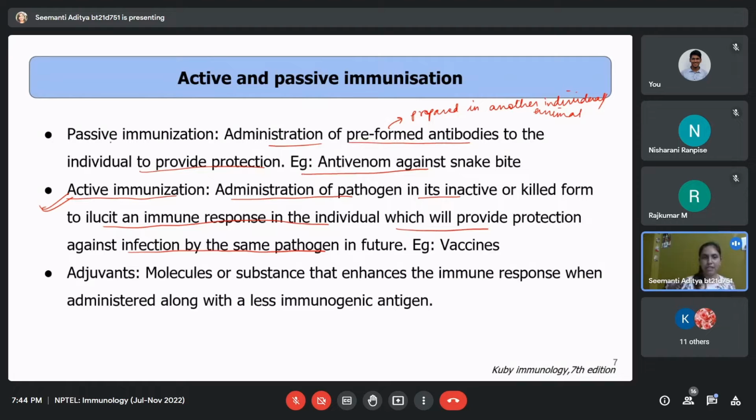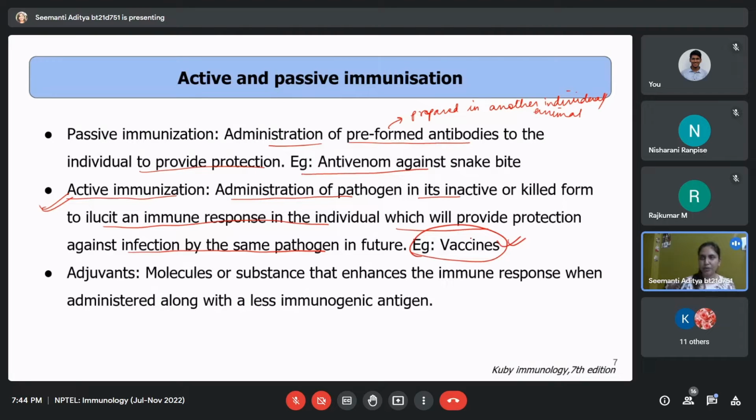But in the case of passive immunization, that is not the case, because you need to continuously administer those antibodies again, because there are no memory B cells or T cells generated against the venom, because you're directly giving just the secreted form of the antibodies. So active immunization is very important, and from there the concept of vaccines came into place.